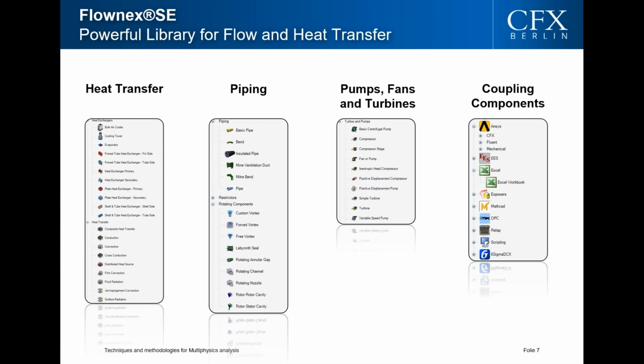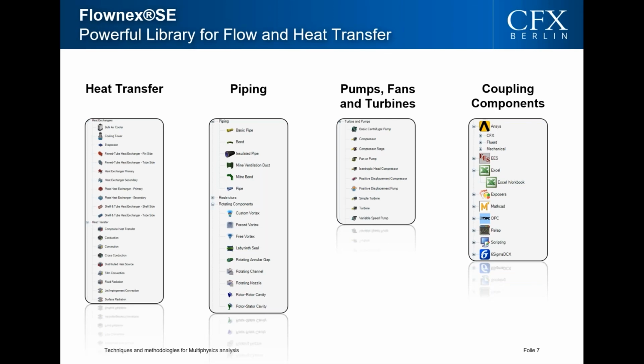So for example, the conduction in solids, the convection between solid and air, but you can also model a combination of both with a composite transfer. You can model some heat sources, and of course you have some components for radiation. The second big library is a piping library, so you can define some channels, and you can see the rotating components at this position. And of course, in an electrical motor, you have a rotor, so you need also some components which take the rotation into account.